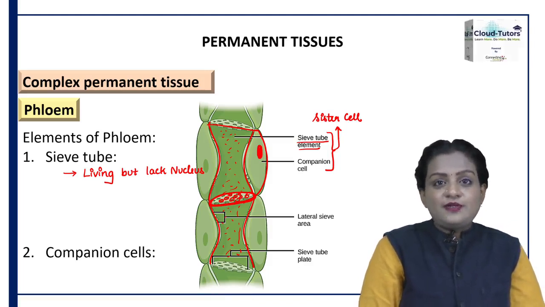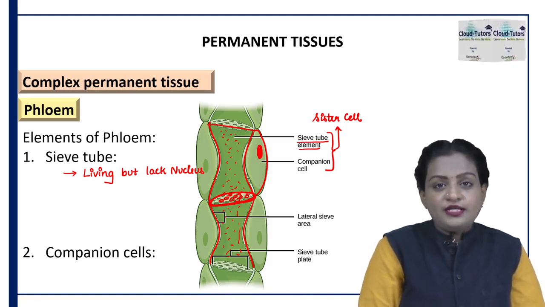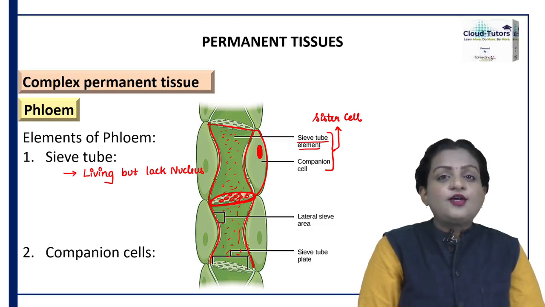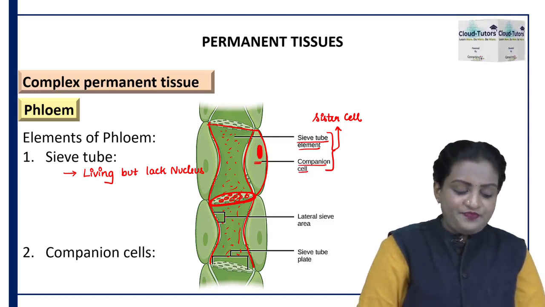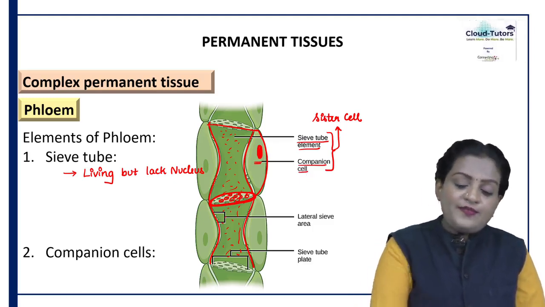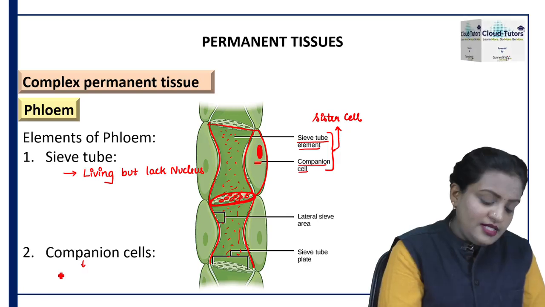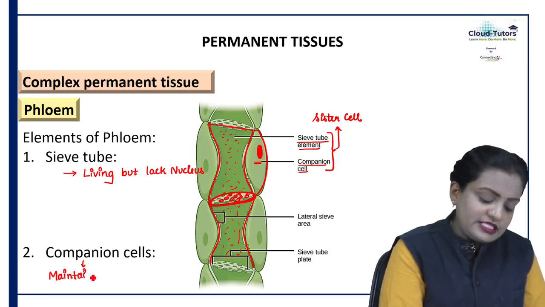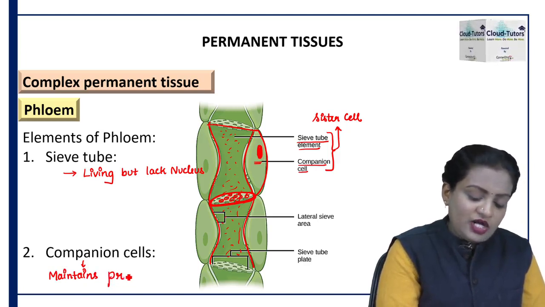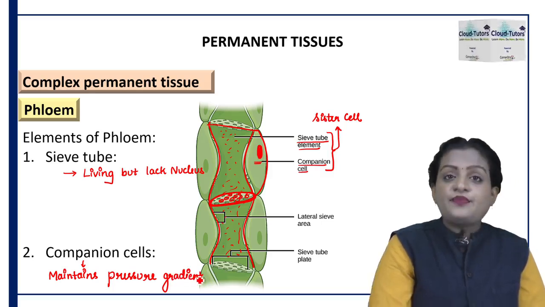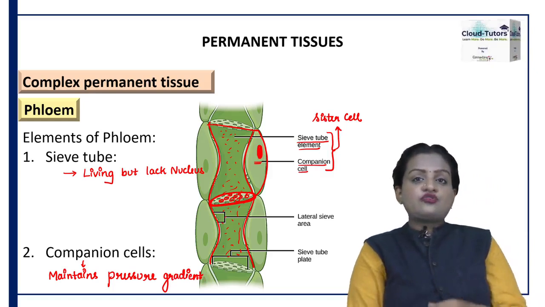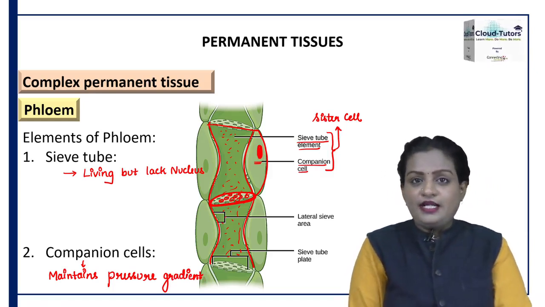Sieve tube has cytoplasm. It is the one which is transporting, but it doesn't have a nucleus. So who guides is the nucleus of the companion cell. The nucleus of companion cell helps in maintaining the pressure gradient along the sieve tube. Why is this important? Depending on the pressure gradient, the direction of flow of the food will depend.